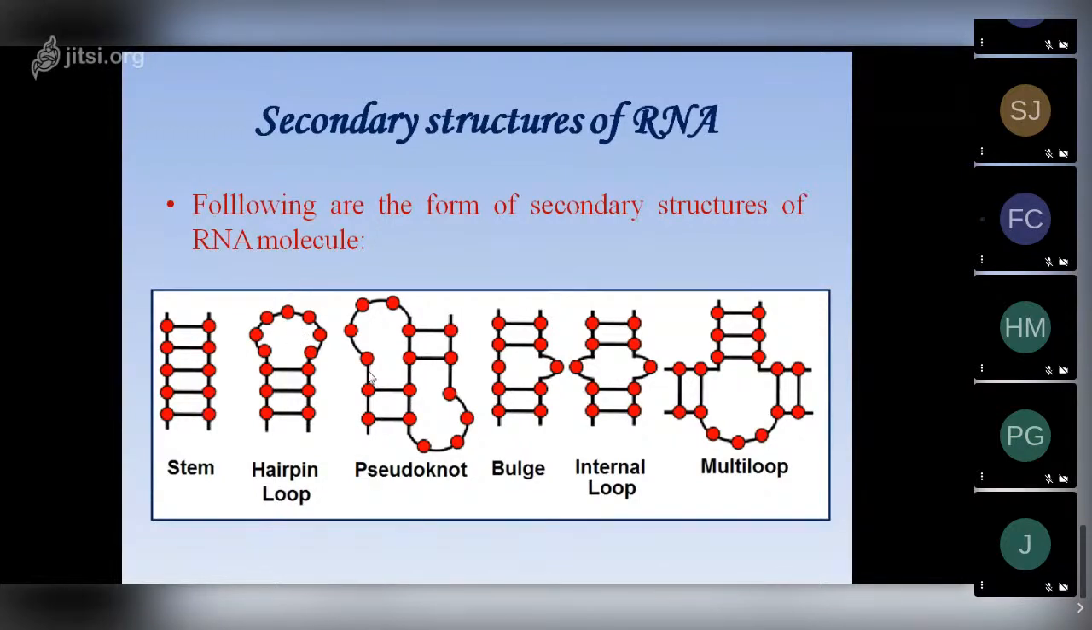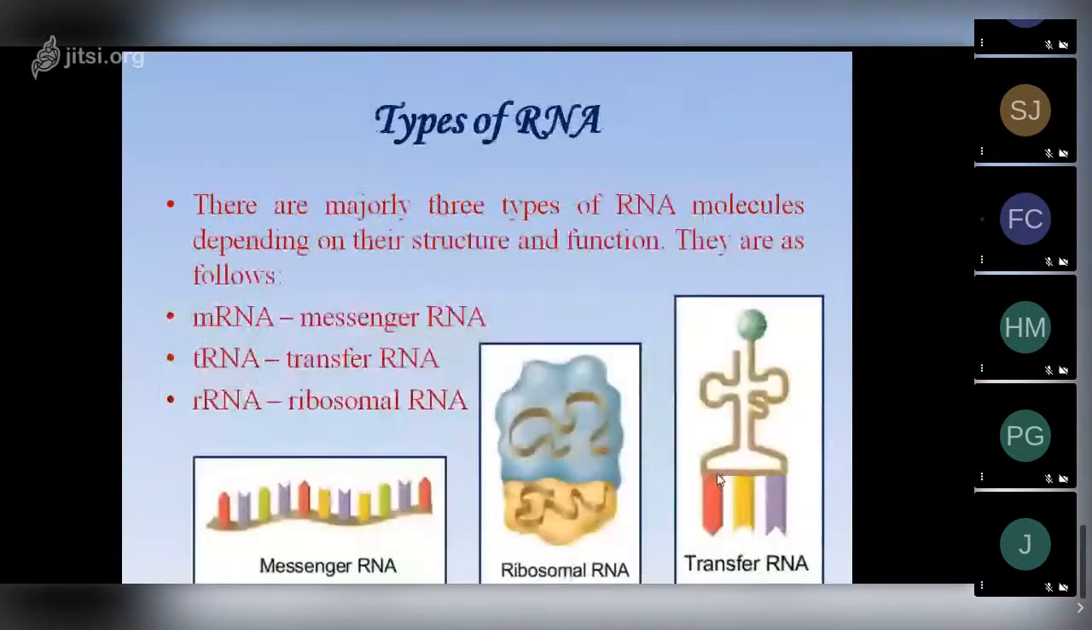And this is the pseudoknot. If two different hairpin loop structures come together in a single molecule of RNA, then this kind of structure can be formed, which is known as a pseudoknot. This is the bulge. If any unpaired bases are present, they can form a bulge or internal loop. And a multi-loop: if more than one loop or stem is present in one single RNA molecule, it can form a multi-loop structure. So these are several secondary structures of the RNA molecule.